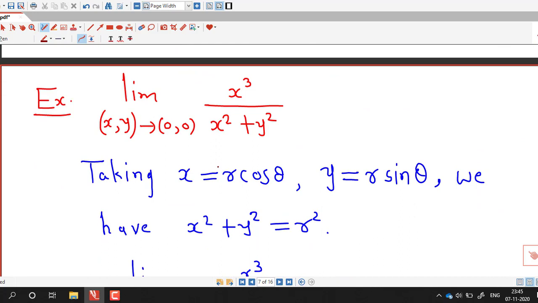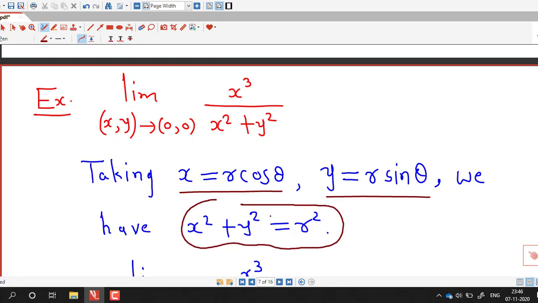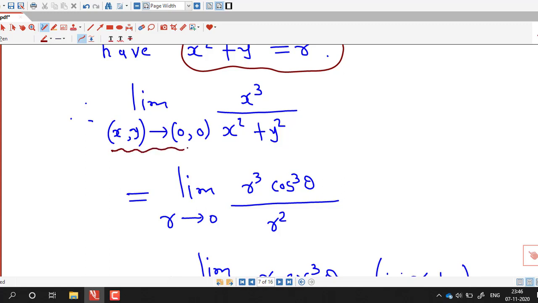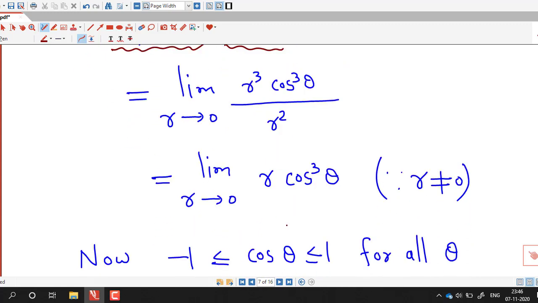We consider one more example. Limit of x cube over x square plus y square as (x, y) approaches (0, 0). So here also we use polar coordinates. We take x equal to r cos theta, y equal to r sin theta, so that r square is x square plus y square. And if we substitute this, we can replace it by r tending to 0. x is r cos theta, so r cube cos cube theta, and x square plus y square is r square. Again we can cancel out r square because r is non-zero, so there will be r here. So the limit as r tends to 0 of r times cos cube theta.